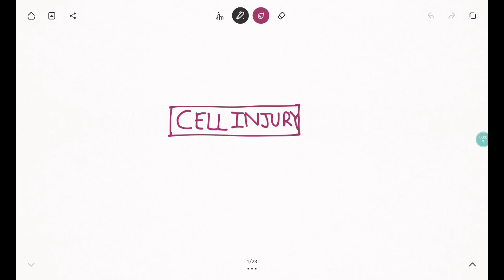Okay, so today our topic is cell injury in the subject veterinary pathology. So it is the topic of general pathology. Okay, general veterinary pathology. So let us try to understand this.